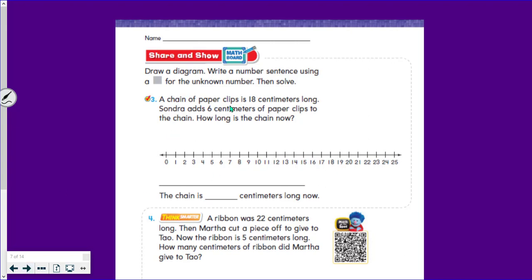A chain of paper clips is 18 centimeters long. So I'm going to help you out by telling you this is something you need to know, that it's 18 centimeters. Sandra adds 6 centimeters of paper clips. So that's important, that she's adding 6 centimeters of paper clips to the chain. How long is the chain now? So I want you to use what's there. I want you to see if you can figure out the diagram to draw and the problem that you're going to write. And so down here, you're also going to try to write the problem. See if you can figure out what problem to write and have this for a blank, the little gray box. All right, go ahead and pause your video and give it a try.